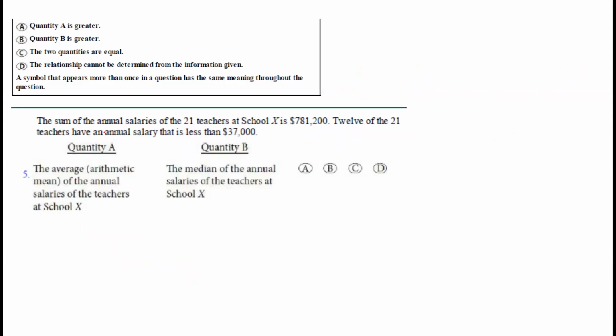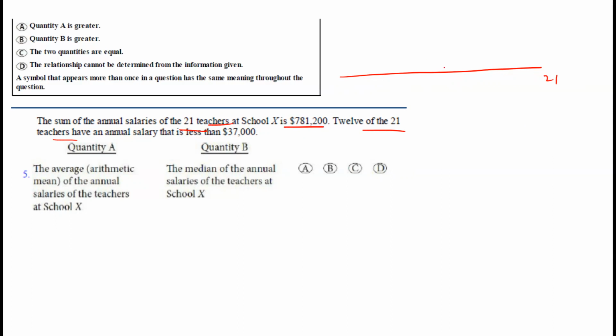Question 5. The sum of the annual salaries of the 21 teachers at school X is 781,200. We have not students, we have teachers. So the sum of the annual salaries of the 21 teachers at school X is 781,200. Now 12 of the 21 teachers have an annual salary that is less than 37,000.